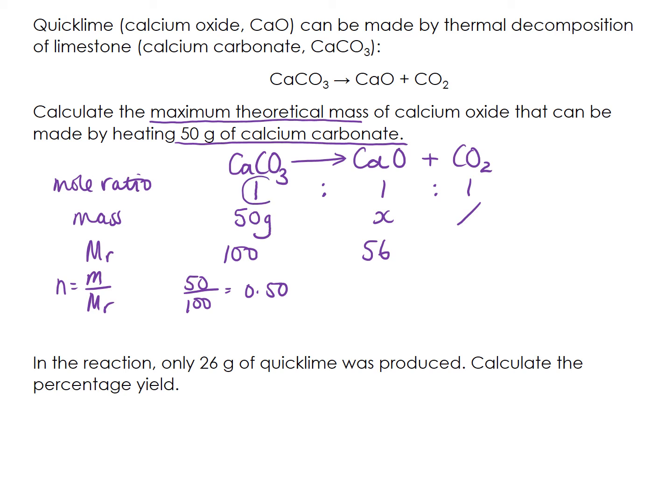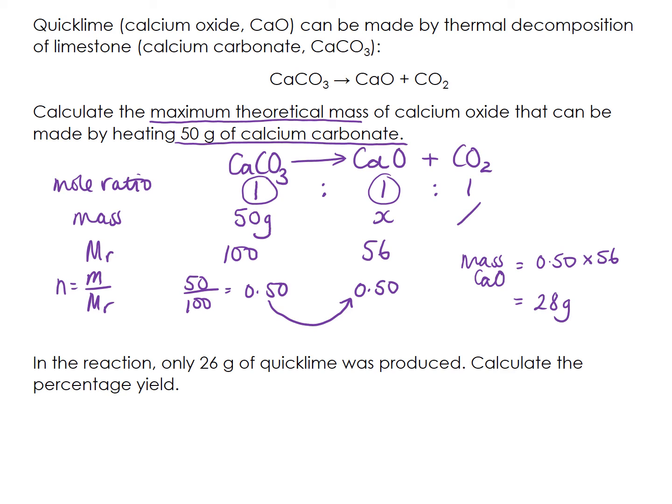We know that this is a 1 to 1 mole ratio, so the moles of calcium carbonate in theory is the same as the moles of calcium oxide, so 0.50 moles of calcium oxide produced. So the maximum mass of CaO is equal to 0.50 times 56, and that should give 28 grams. So that's the theoretical maximum mass of calcium oxide that could be produced by heating 50 grams of calcium carbonate.